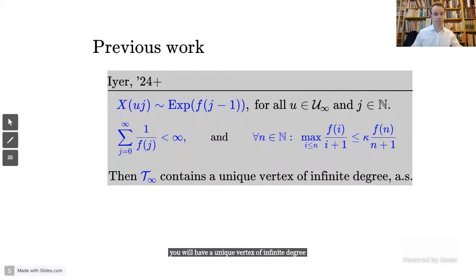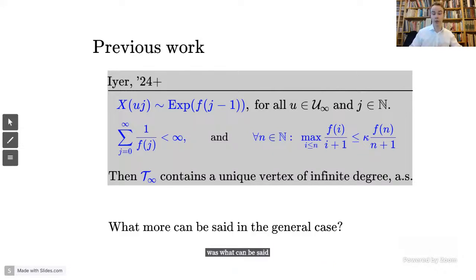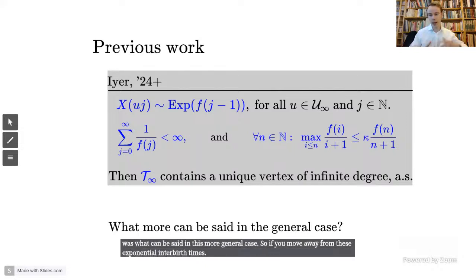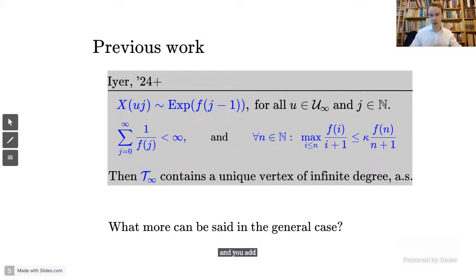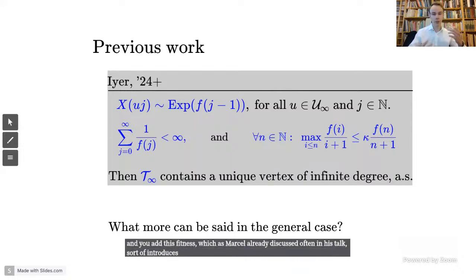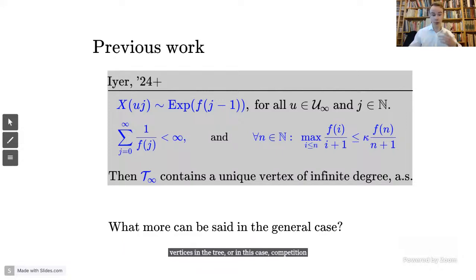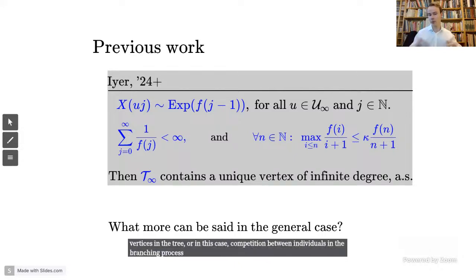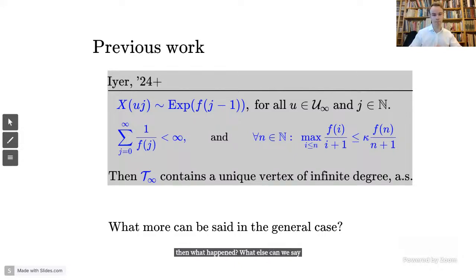And so what Tejas and I did, well, it actually appeared before this work, but what we were interested in was what can be said in this more general case. So if you move away from these exponential interbirth times and you add this fitness, which, as Marcel already discussed often in his talk, introduces more competition between vertices in the tree, or in this case, competition between individuals in the branching process, then what happens? What else can we say in such a setting? So that's what we set out to answer.